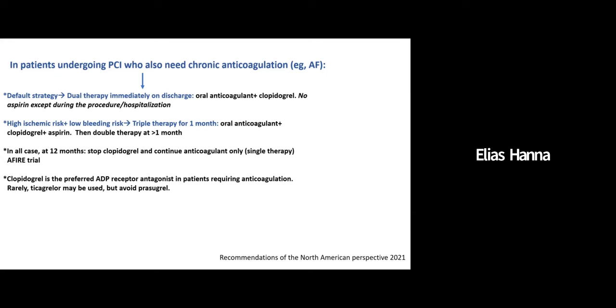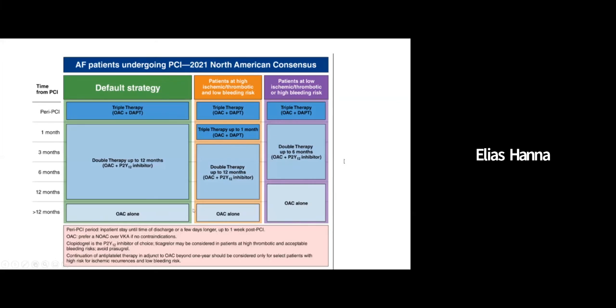There was a similar increase in bleeding of 0.9%. Overall neutral, but that allows you to decide based on the ischemic and bleeding risk whether you need to keep it for 1 month or not. At least it allows you to do that. In all cases, at 1 year, you should stop, and that's one thing we don't practice often. We should stop both aspirin and Plavix.